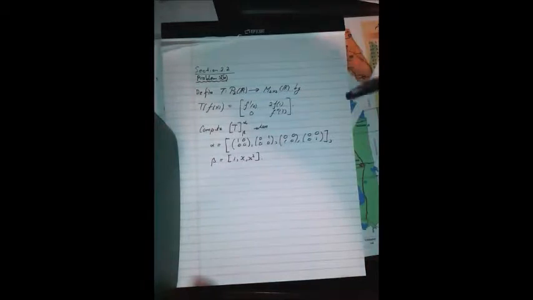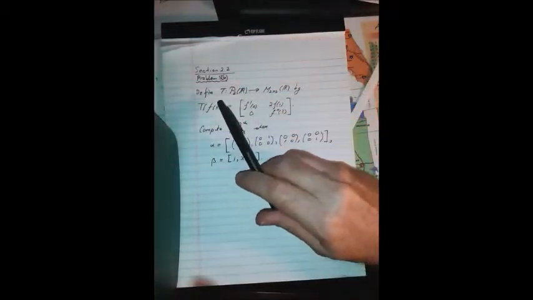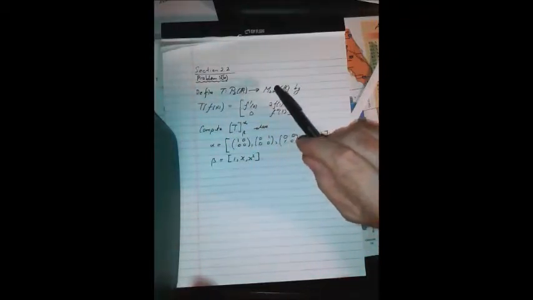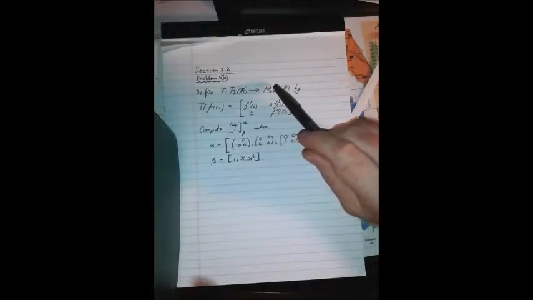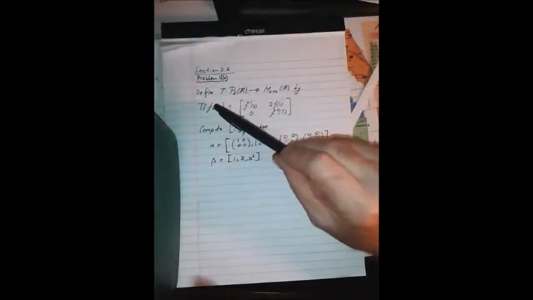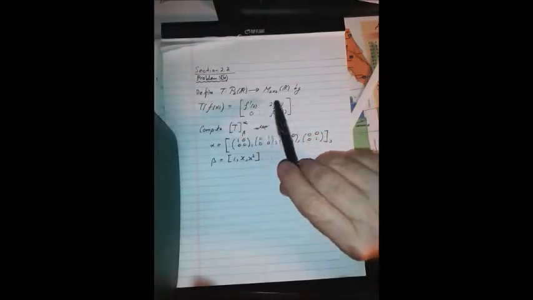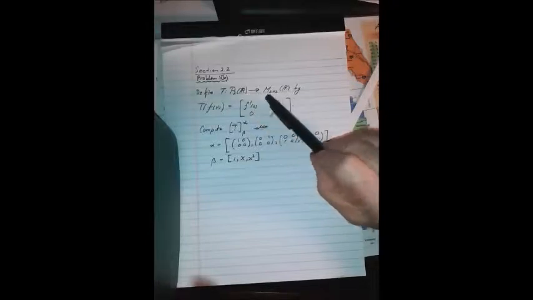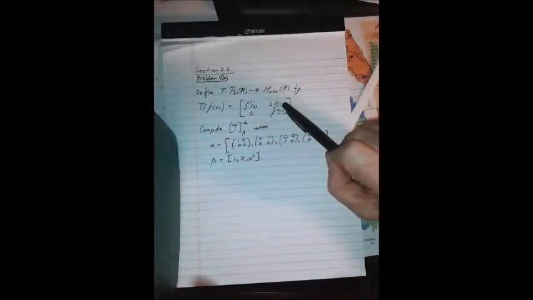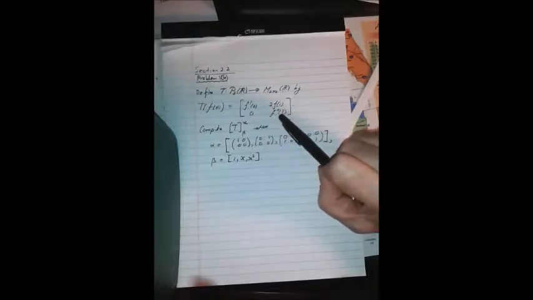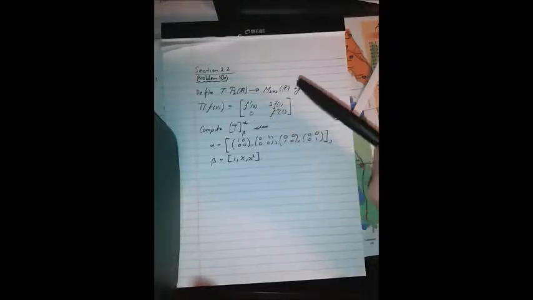This is problem 5b from section 2.2. We define a linear transformation T from P2 of R to the vector space of 2 by 2 matrices with real coefficients by T of a polynomial f is equal to this 2 by 2 matrix, where this entry here is the derivative of f at 0, this entry is twice the value at 1, that's 0, and the last entry there is the second derivative of f at 3.